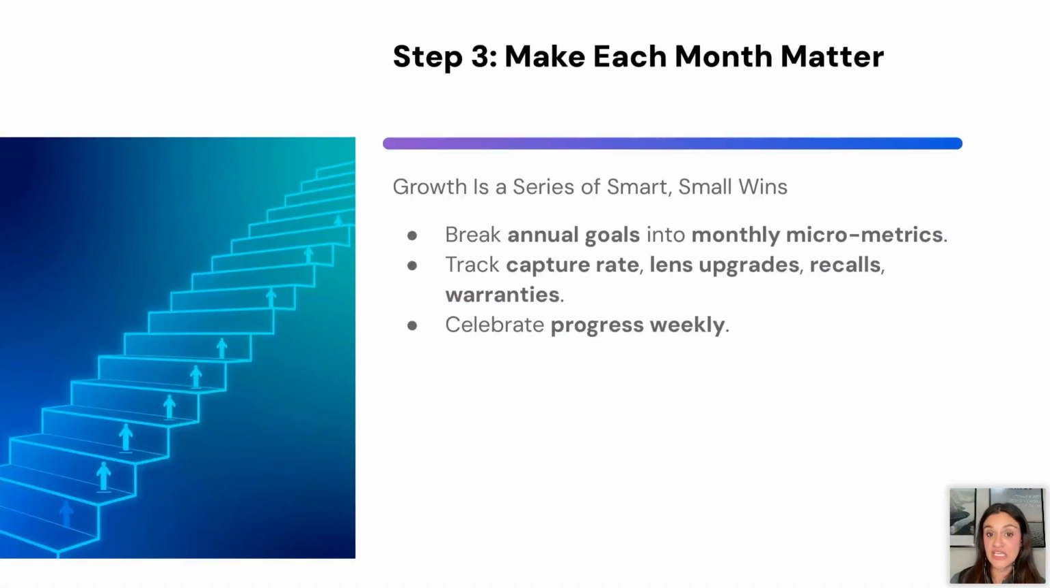Okay, step 3, make each month matter. Growth is a series of smart small wins. So you want to break your annual goal into monthly micro-metrics. I'm sure you guys already know this. Track capture rates, lens upgrades, recalls, your warranties, and celebrate your progress weekly.